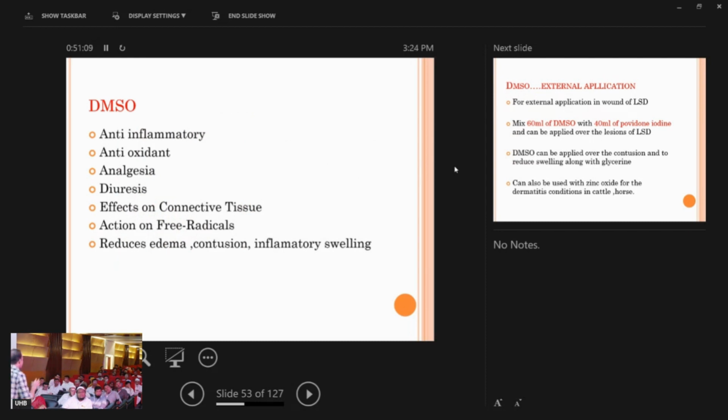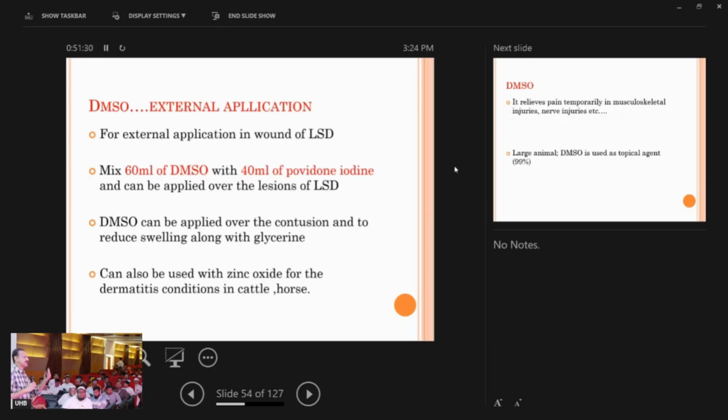Nowadays in lumpy skin disease we are getting nodules, ruptured nodules. You can mix 60 ml of povidone iodine with 40 ml of DMSO and apply it over the lesions. Excellent results. Within a few weeks, the lesions become normal. It is effective because of its penetration effect. So it can be used as an application on LSD wounds and also in any contusion or ligament problem, as an external application.